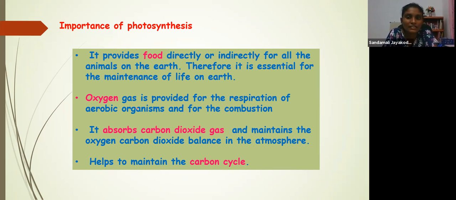Then, I told you that as a byproduct of photosynthesis, oxygen gas is produced. So it is the source of respiration for all of us. As aerobic organisms, we require oxygen for respiration. So it is given by photosynthesis. And then again, oxygen is required for combustion. We can't burn anything without oxygen.